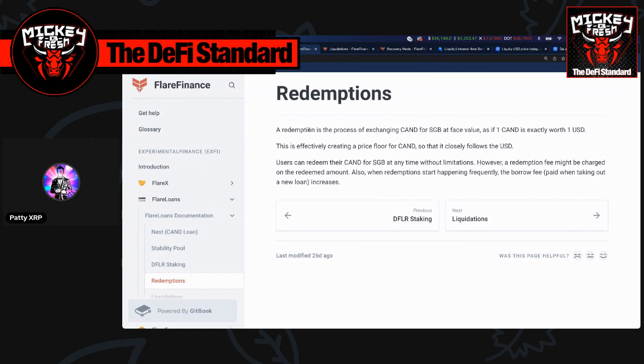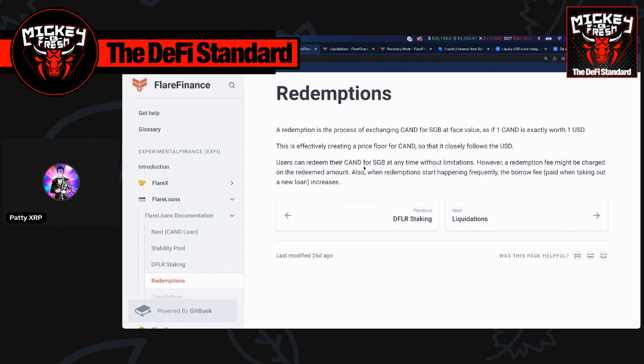So, with this, a redemption is the process of exchanging Canary dollars for Songbird at face value, as if one Canary dollar is exactly worth one USD. This is effectively creating a price floor for Canary dollars so that it closely follows the US dollar. Users can redeem their Canary dollars for Songbird at any time without limitations. However, a redemption fee might be charged on the redeemed amount. Also, when redemptions start happening frequently, the borrower fee paid when taking out a new loan increases.